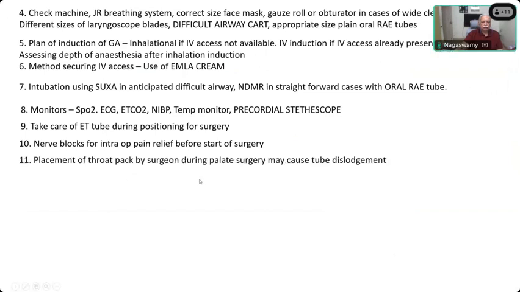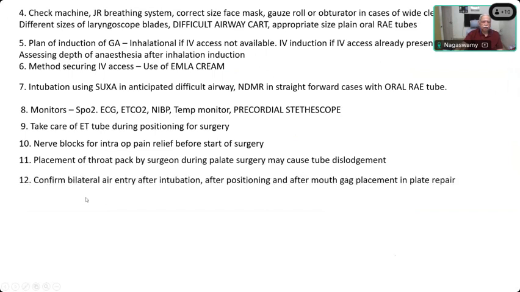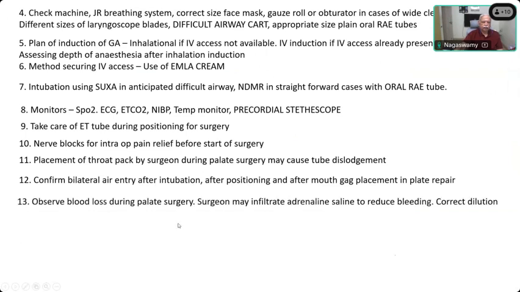Placement of throat pack only for palate surgery. So that is the time you have to take care of the tube also. And confirm bilateral air entry in 3 stages: 1 after intubation, 2nd after positioning, and 3rd after mouth gag placement in palate repair. So they may ask you, when all do you check the air entry? These are the 3 times that you have to check: after intubation, after positioning, after mouth gag.